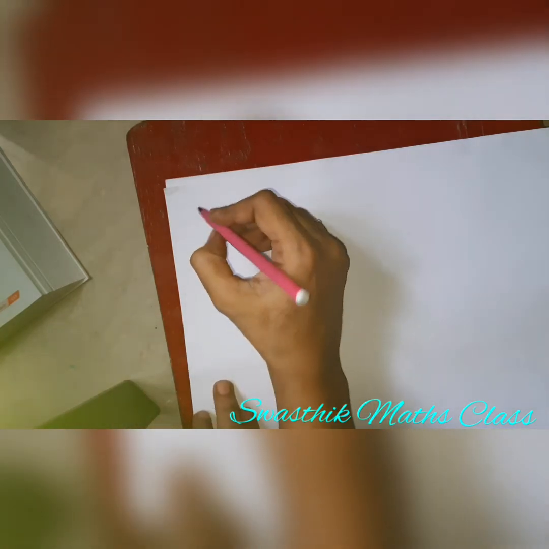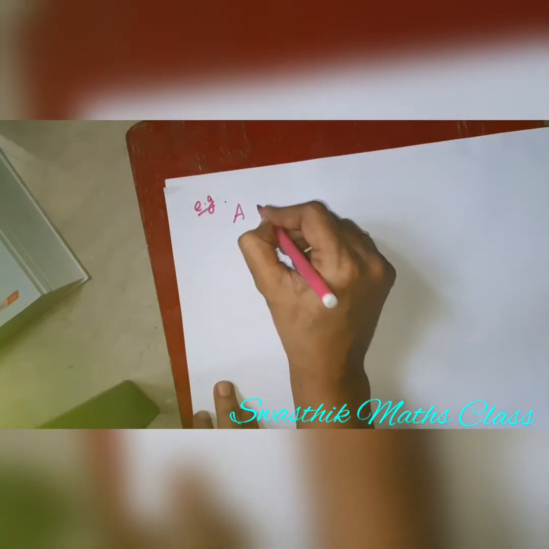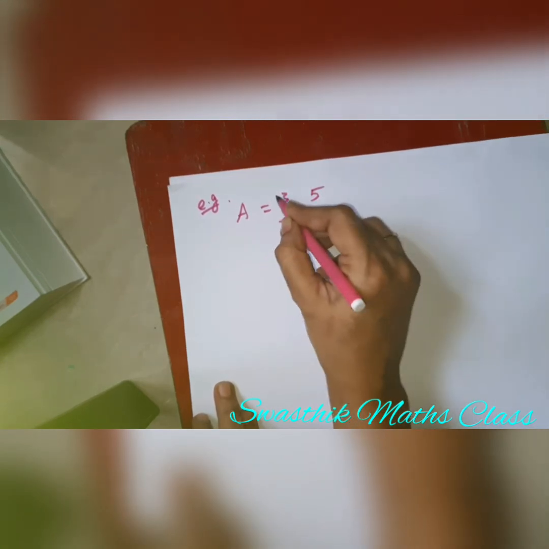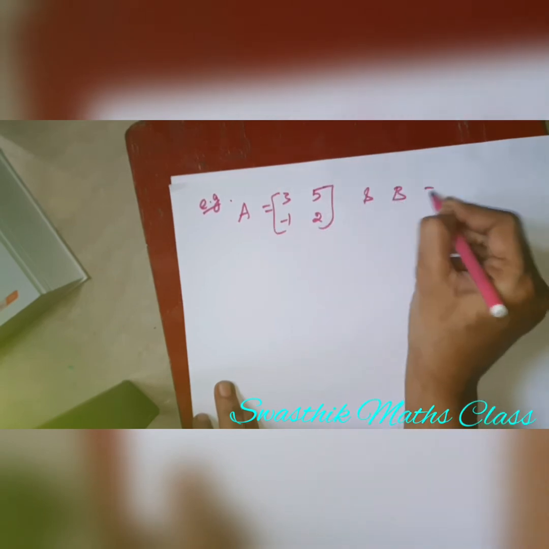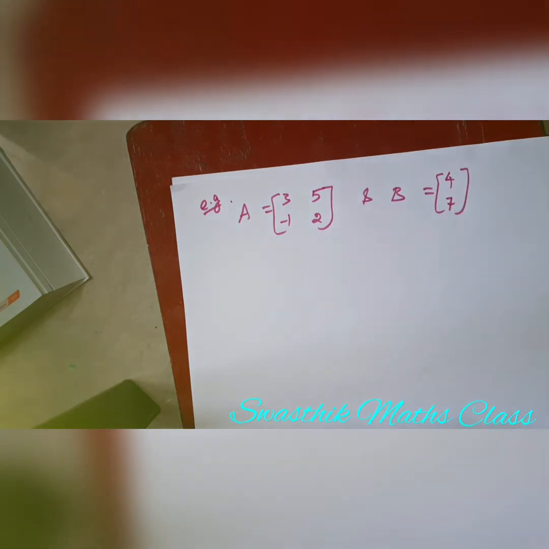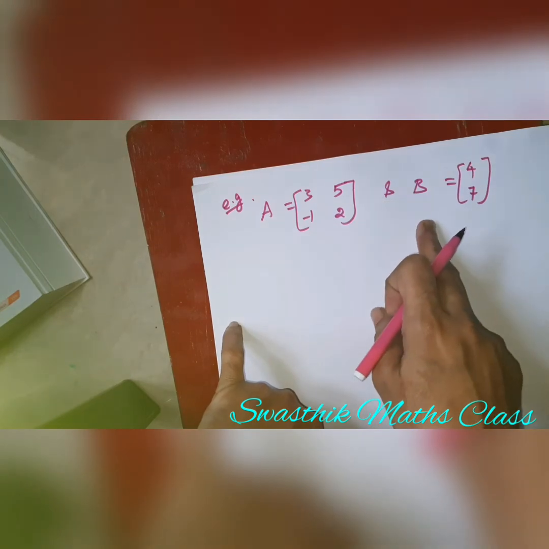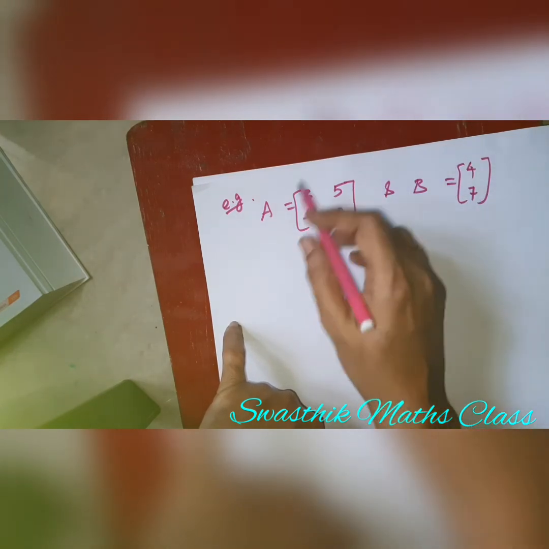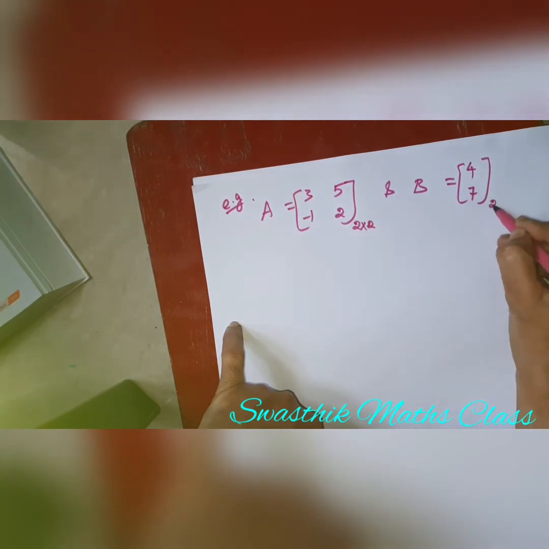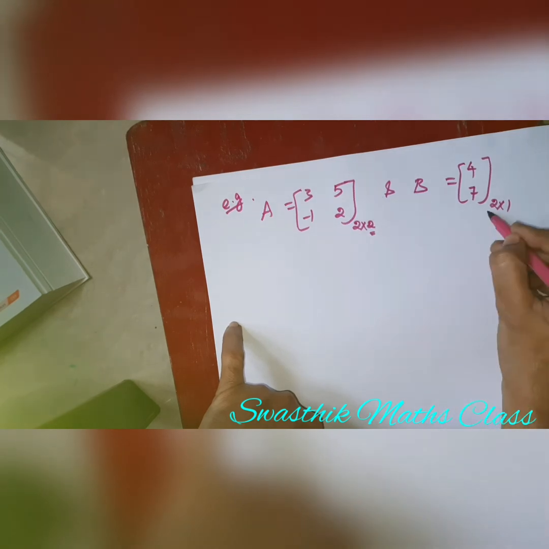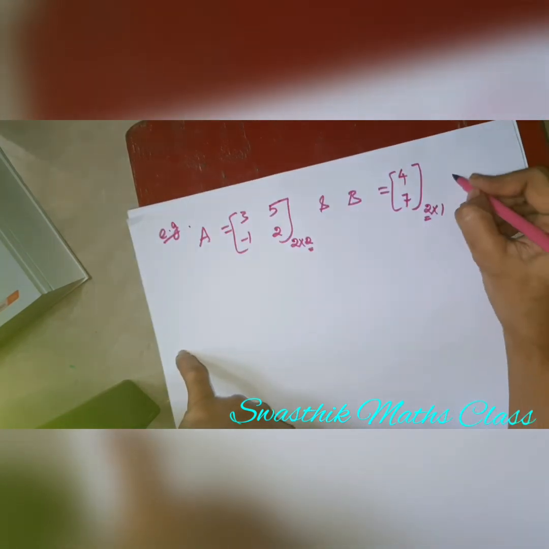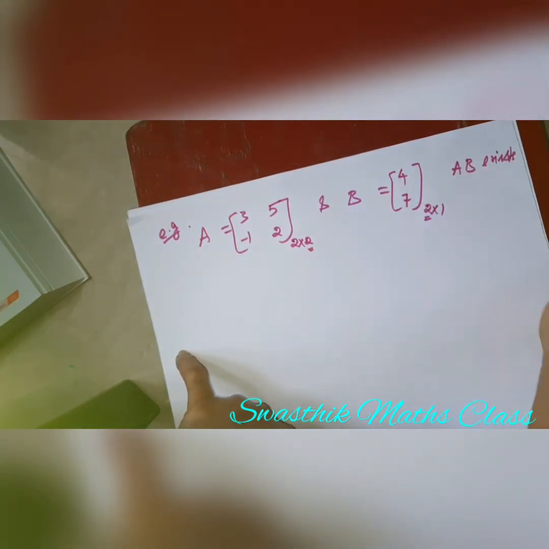For example, let A be the matrix 3, 5, -1, 2, and let B be the matrix 4, 7. Now let's check whether these matrices A and B are compatible for the product AB or not. First of all, the order of A is 2 by 2 and the order of B is 2 by 1. So the number of columns of A is 2 and the number of rows of B is 2, both are the same. Therefore, A and B are compatible for AB. AB exists.